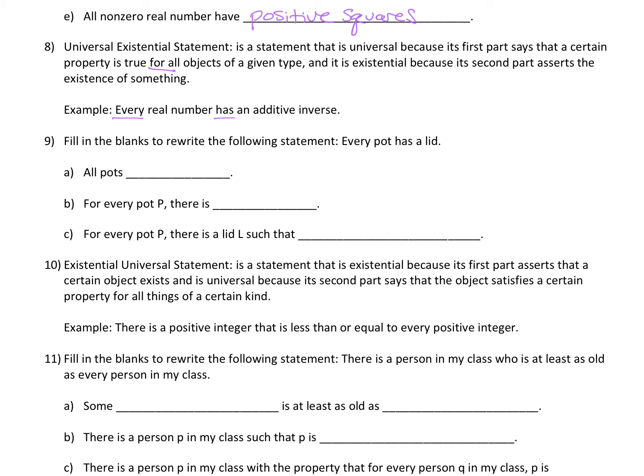Okay, so we'll do a non-mathematical example. Every pot has a lid. This is a universal existential statement. We're talking about every pot, and we're talking about the existence of a lid. Okay, so we could say all pots have lids. We could say for every pot P, there is a lid for P. Or we could say for every pot P, there is a lid L such that L goes on P.